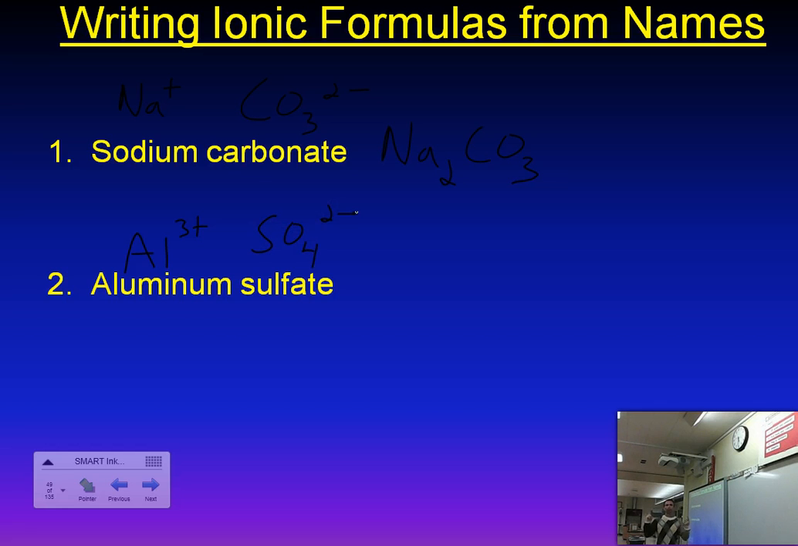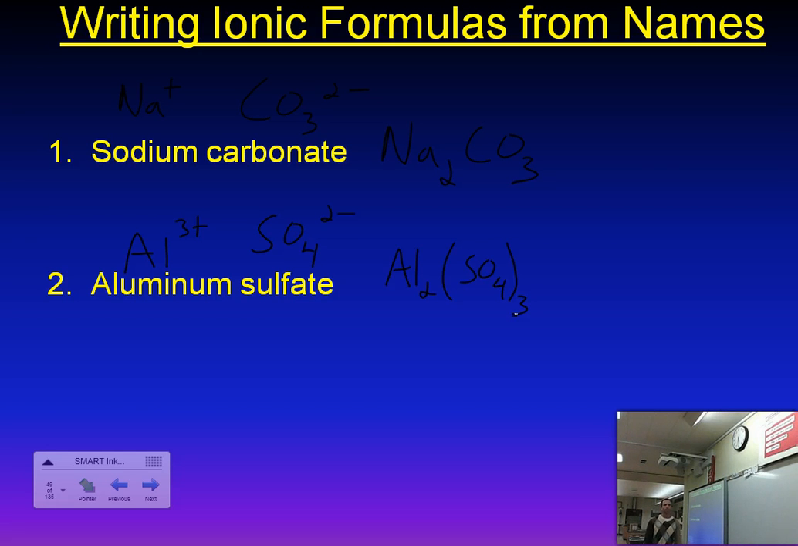So at this point, I could drop and flop. I could think of the lowest common charge, which, of course, would be 6. Either way works for me, whatever works for you. So this should be Al2, and again, we're going to need parentheses because there's more than one polyatomic ion, SO4 times 3. So that's the formula for aluminum sulfate.